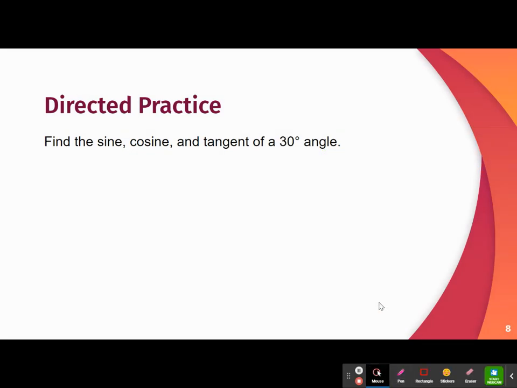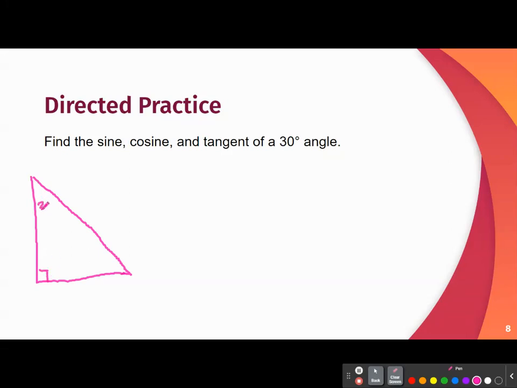This one says, find the sine, cosine, and tangent of a 30-degree angle. Now, I have a right triangle, and this angle here is 30 degrees. What's this other angle over here going to be? 60 degrees. Now, have we seen a 30, 60, 90 triangle recently?